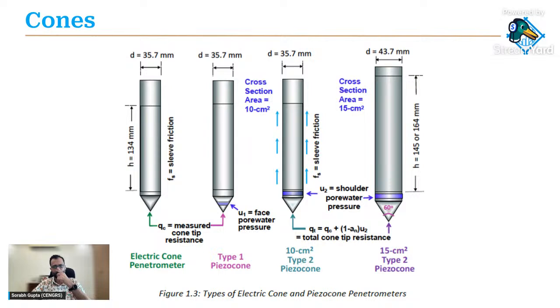If you look at the cones once again, on the left you see the electric cone and the piezo cone. This is a good slide because it highlights how, in the electric cone, you are measuring the cone tip resistance and the sleeve friction, whereas in the piezo cone you are basically adding the pore water pressure measurements. So U2, which is right behind the cone. And the cones are different sizes also, so we'll talk about this. The cross-section area is typically 10 to 15 square centimeters. Of course, there are other cone sizes also, but the 10 square centimeter and the 15 square centimeter cone sizes are fairly standard.